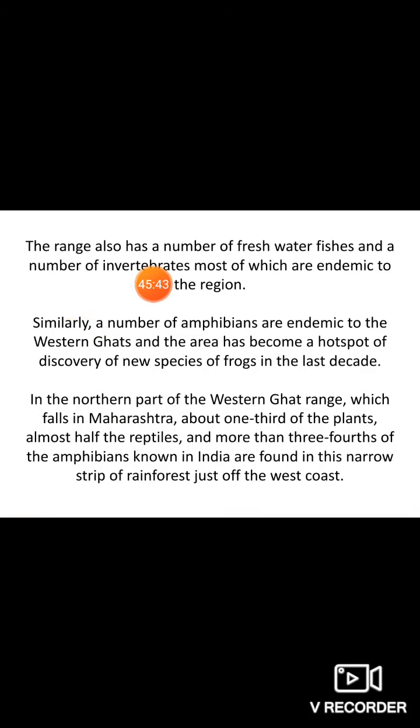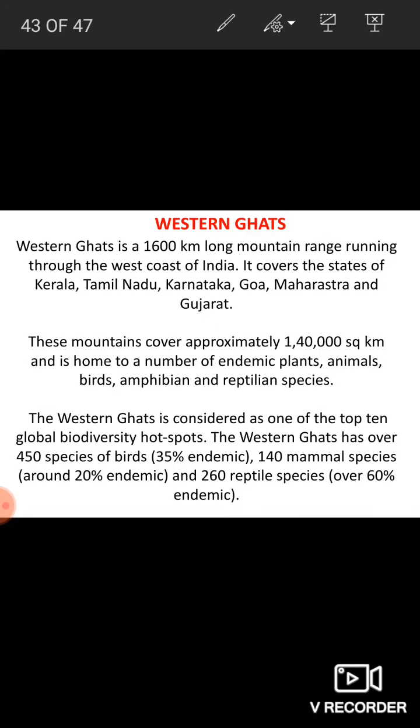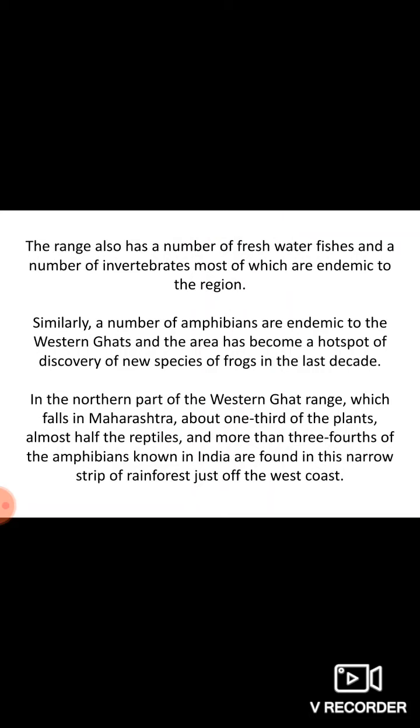The Western Ghats also has a number of freshwater fishes and invertebrates, most of which are endemic to the region, right? So we have a lot of fishes. The fish variety that you can see in southern India is obviously not seen in northern India. Even fish consumption is not that great in northern India, except for West Bengal or a few places like that. But a huge consumption and huge variety of fish you can find only in southern India, only because of it being the Western Ghats.